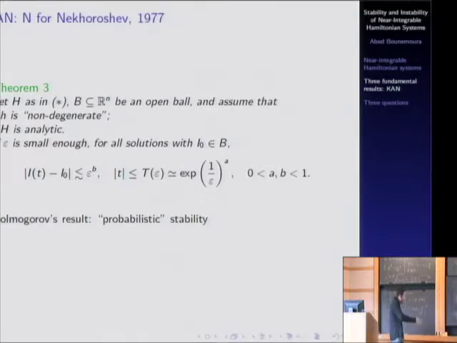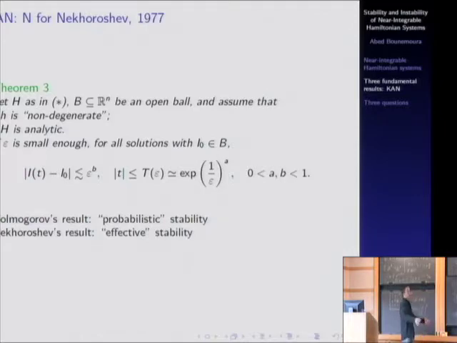Now let me compare briefly this theorem with the one of Kolmogorov. Kolmogorov's result is probabilistic stability, okay? If you pick an initial condition at random with respect to the Lebesgue measure on the ball you prescribe, then with large probability it is quasi-periodic, okay? For the others you don't know. Now Nekhoroshev's result is effective stability because it applies to all solutions. Of course it gives a much weaker statement. But from a physical point of view, this depends on the point of view, but it looks more physical, maybe, this one.